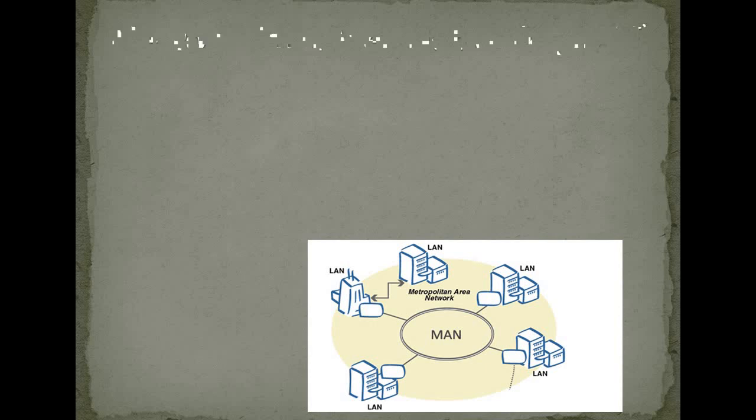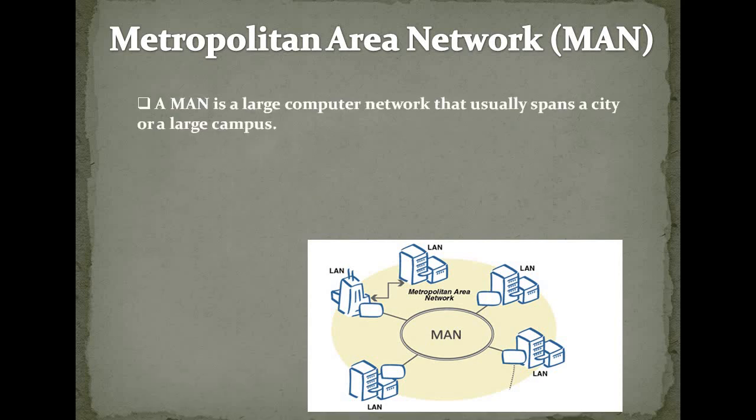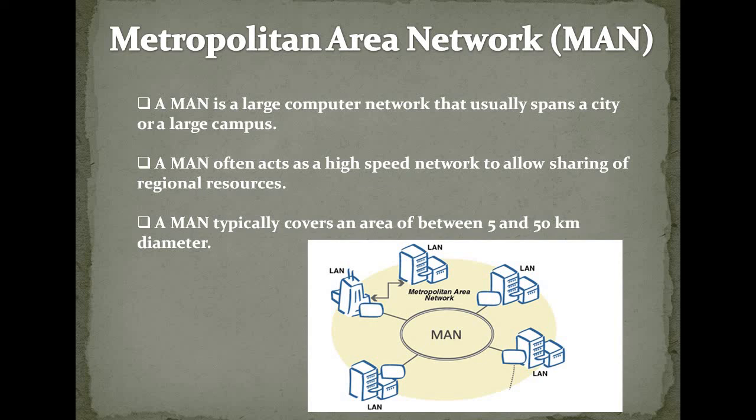Now we will see the metropolitan area network. This network spreads over a city. A cable TV network that spreads over a city is an example of a metropolitan area network. Typically, a metropolitan area network covers an area between 5 and 50 kilometers.